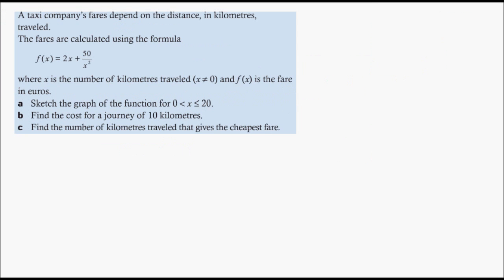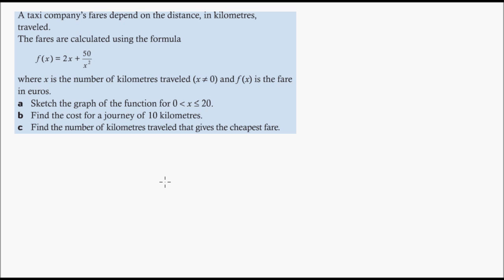Okay, so this problem says a taxi company's fares depend on the distance in kilometers traveled. The fares are calculated using the formula f of x equals 2x plus 50 over x squared, where x is the number of kilometers traveled. x cannot equal 0. Obviously, x cannot equal 0 because it will give you an error. You can't have 0 in the denominator. And f of x is the fare in euros.